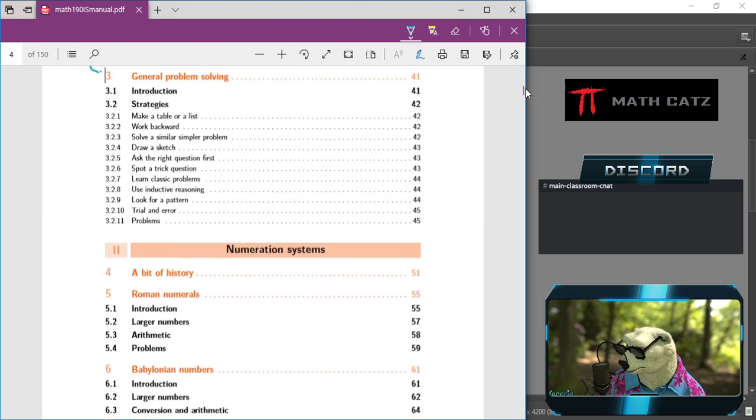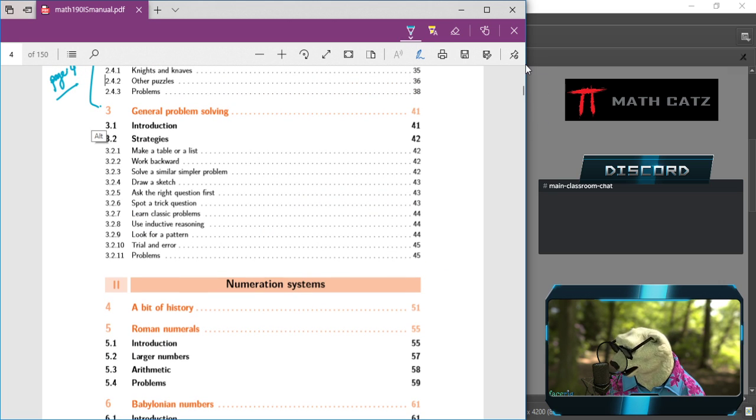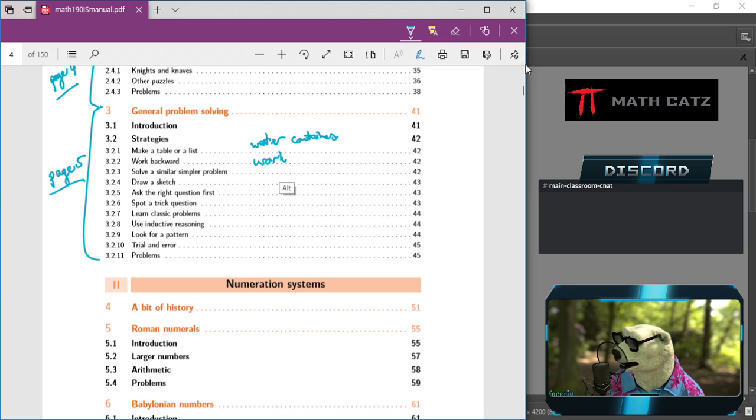Oh man, the scrolling is not good. There we go. And then, of course, page 5 will be a couple of chapter 3 questions. There are some that are quite elementary, like making a table, making a list. Those are easier and simpler questions. The more difficult and, I'd say, important questions are the water containers. Ooh, ugly writing there. Working backwards.